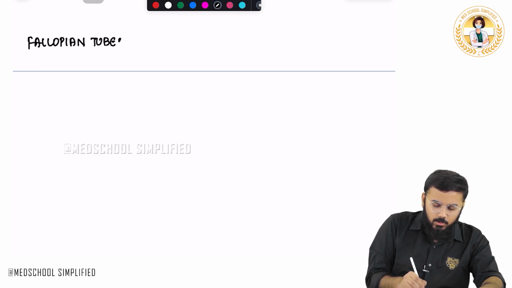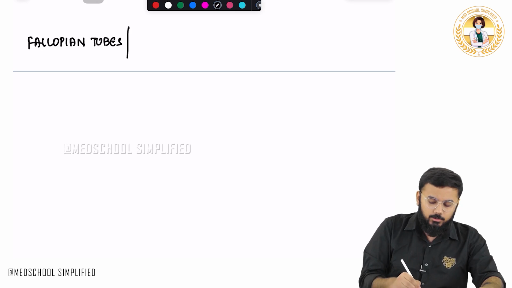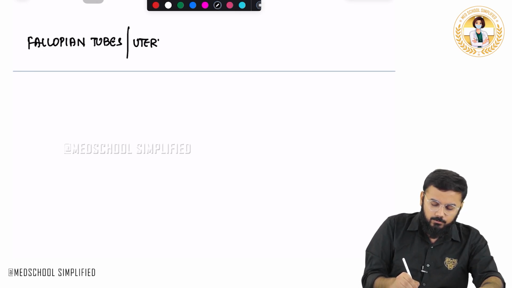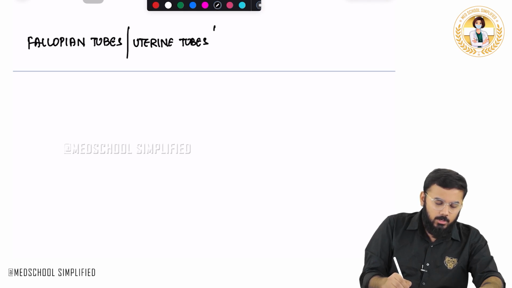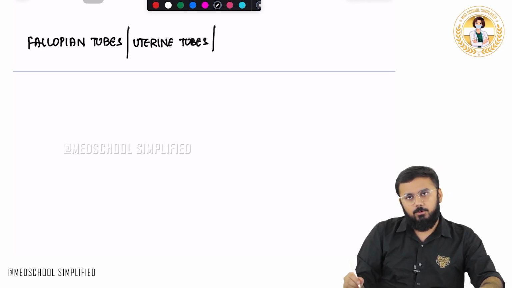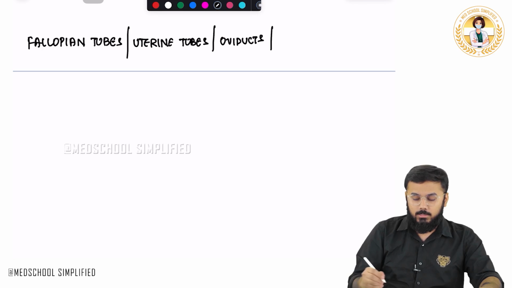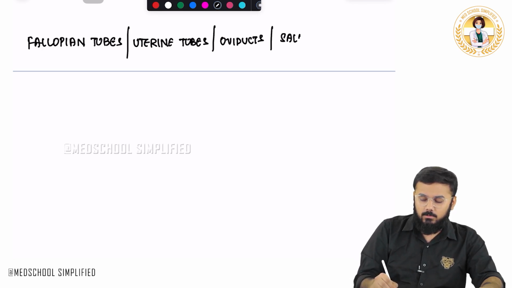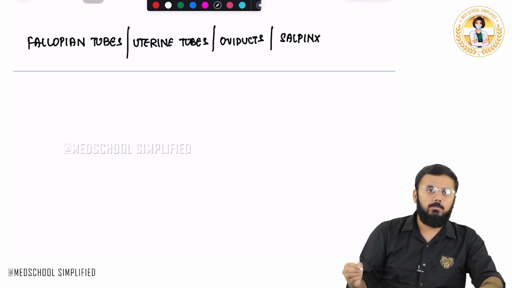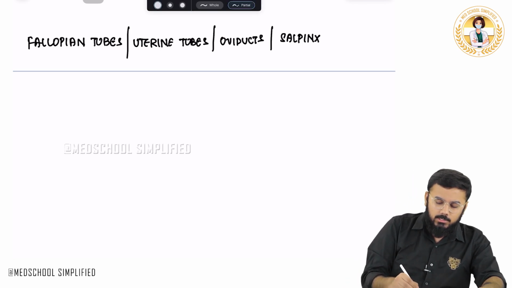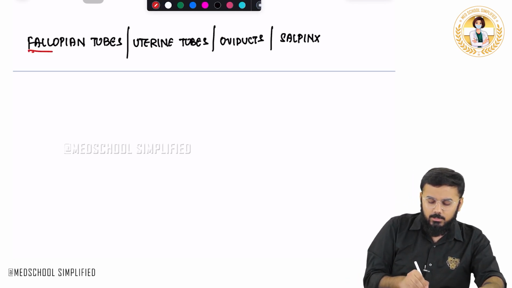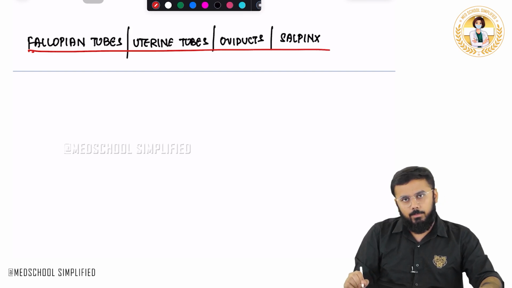So what did I tell you? Fallopian tubes are also called uterine tubes. What is the other name for these fallopian tubes? They are also called oviducts, or simply they are called salpinx. So these are the different terminologies, the different names that are given for the fallopian tubes.